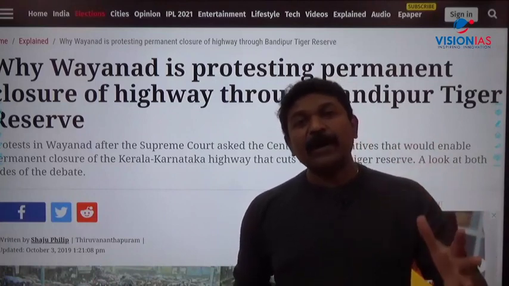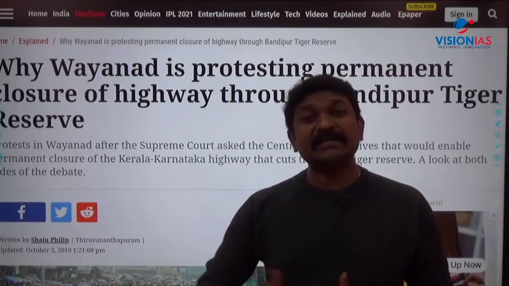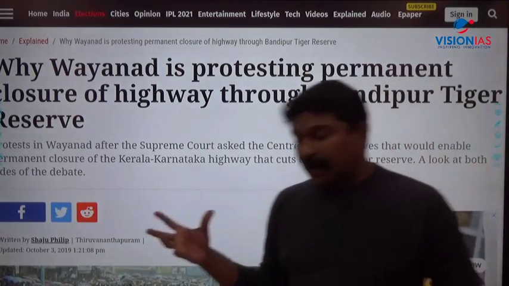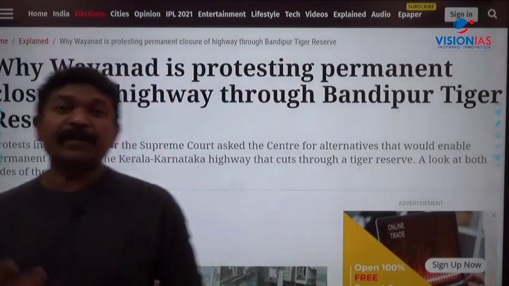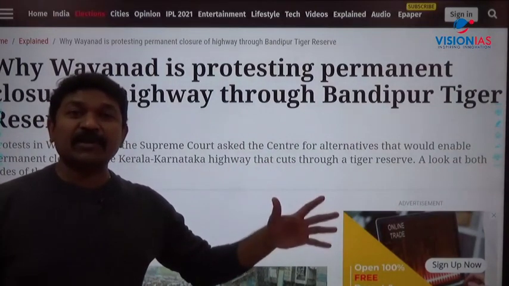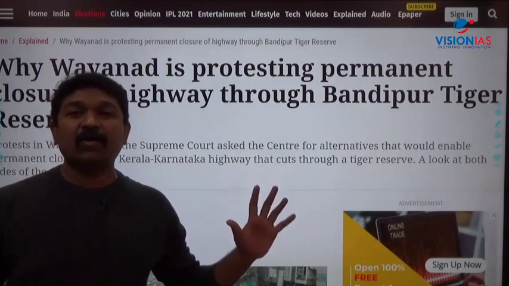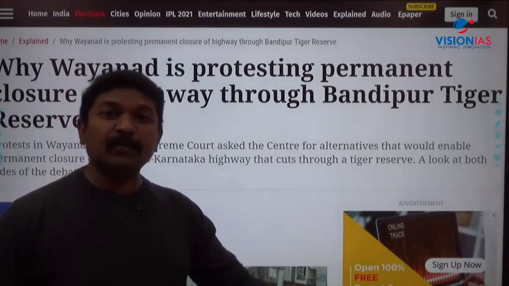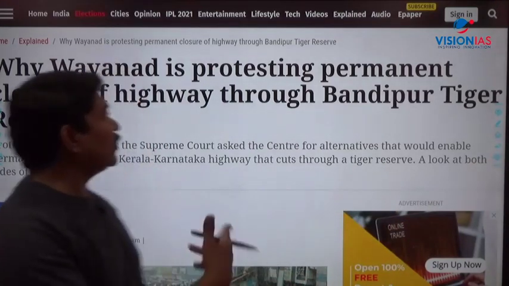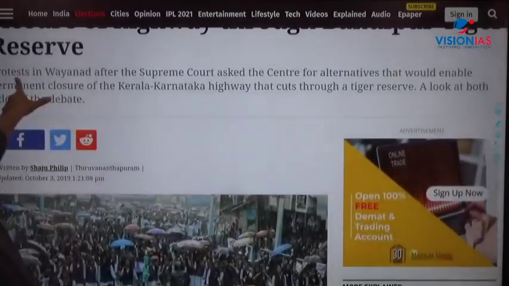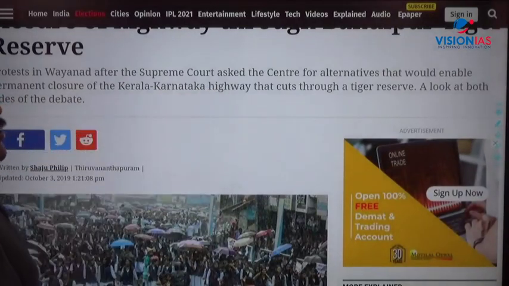When this highway was opened, what happened? Some of the tigers got killed, and some of the elephants, deer and antelopes are being affected. Because of this, the people of Kerala are protesting. They started protesting and filed a case against the Karnataka government to permanently close the national highway which passes from Bandipur to Kerala. This is the question: permanent closure of the national highway through Bandipur Tiger Reserve. This is the protest in Wayanad, after the Supreme Court asked the Centre for an alternative that would enable permanent closure of the Kerala-Karnataka highway.